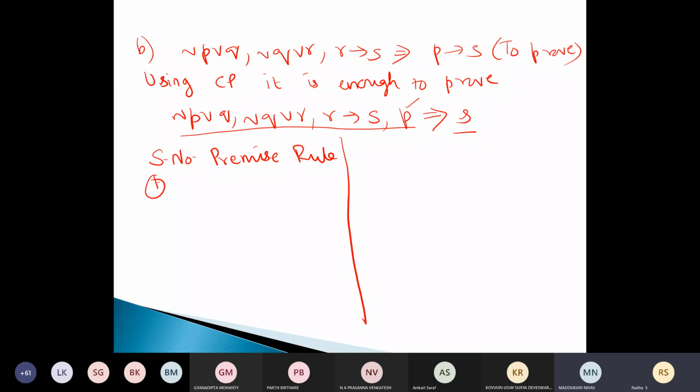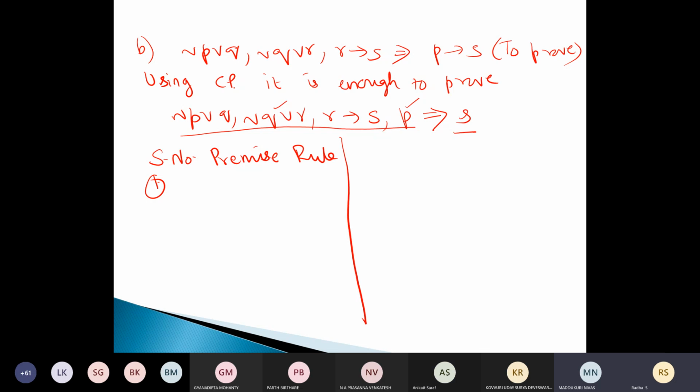Okay. See, there are many ways of doing this. Here I'll tell all the ways. Either you can write not P or Q as P tends to Q, and this one as Q tends to R. So this becomes P tends to R. Then P tends to R and R tends to S will become P tends to S. So along with that, if you use P, you will get S. Yes, ma'am. That is one way of doing it.